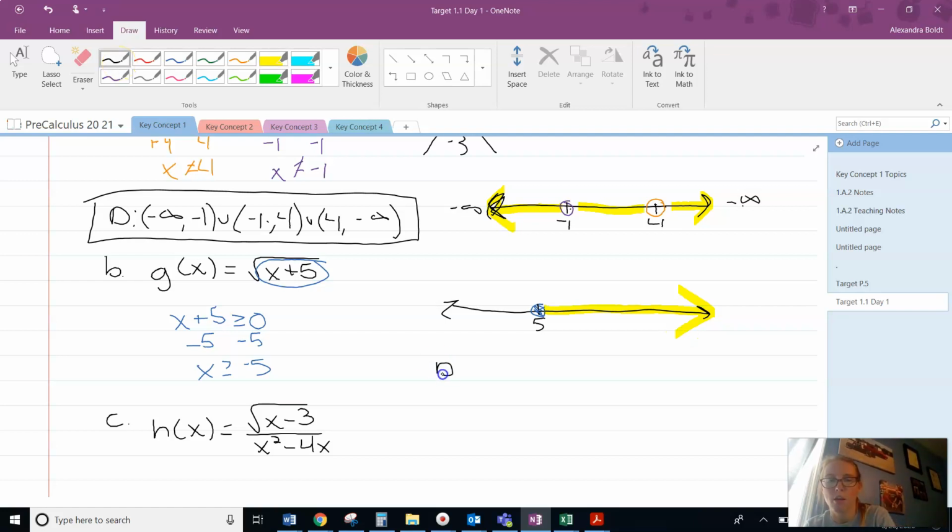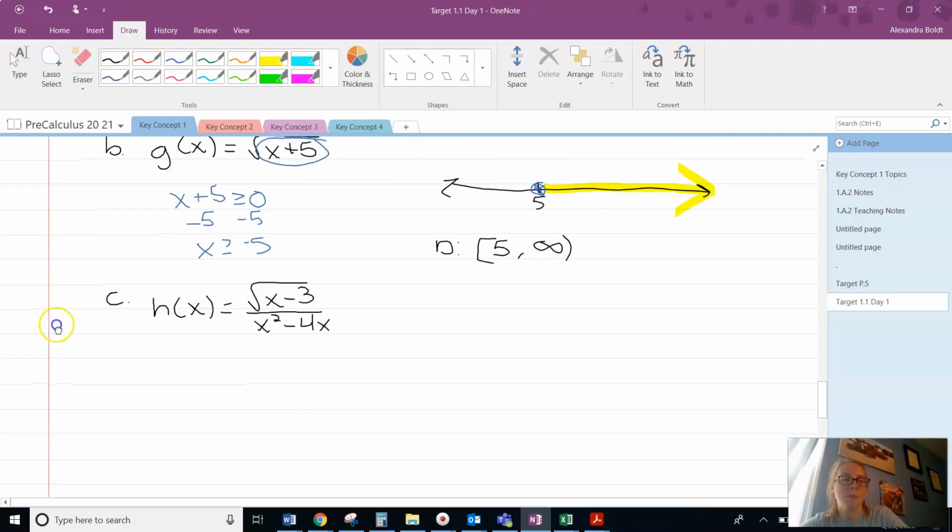So my domain is I start at -5, and again, that's a bracket because of the closed circle, and then I'm going to infinity. Look at us using all of these prerequisites we did over the past day or so.